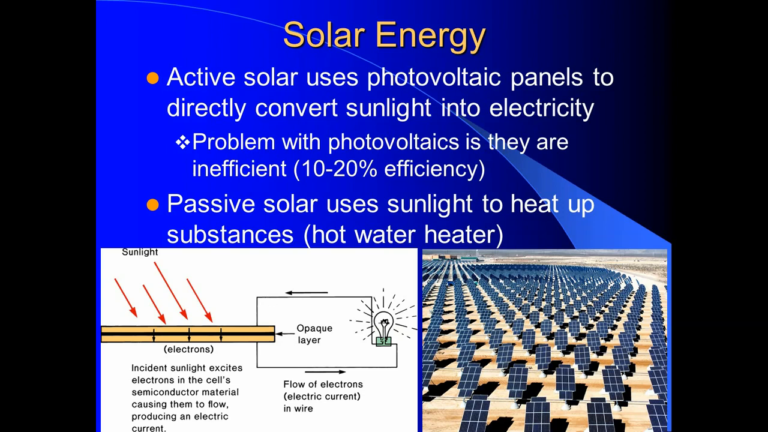Our fourth most widely used renewable energy source is solar energy. And this gets a lot of attention, particularly here in Nevada, guys. But we're going to see in a minute that it has a big disadvantage, which is why it's not more widely used.